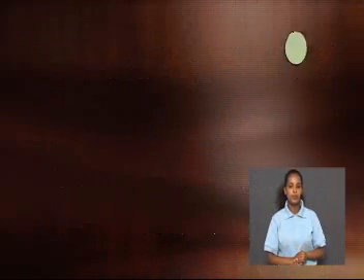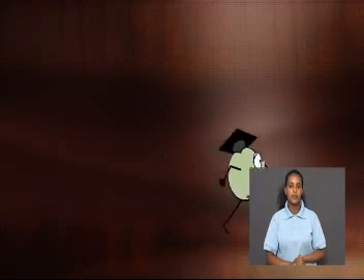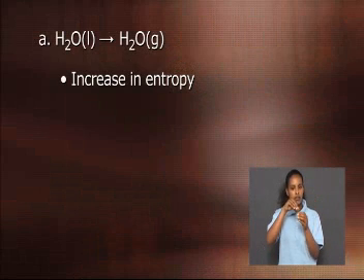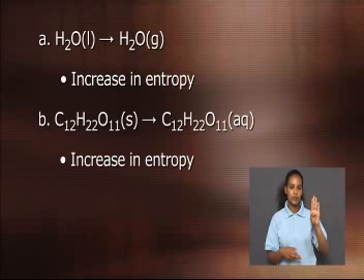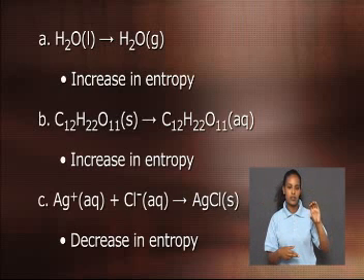Time's up. Let's get back to our lesson. Welcome back, students. Were you able to predict whether each of these reactions leads to an increase or decrease in the entropy? Reaction A leads to an increase in entropy. Reaction B also leads to an increase in entropy. Reaction C leads to a decrease in entropy. Did your answers match those? If so, great work. If not, review your notes and ask your teacher for help if you need it.